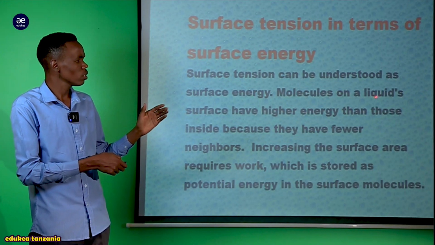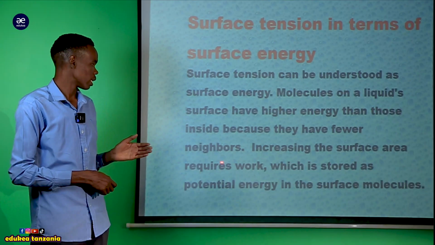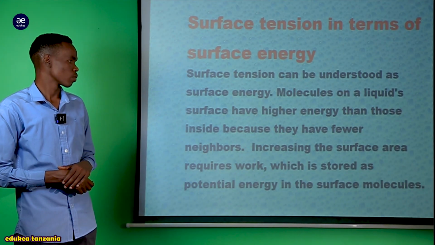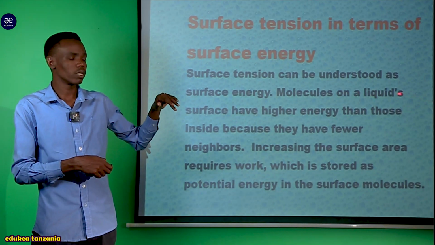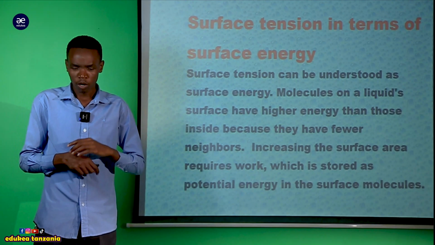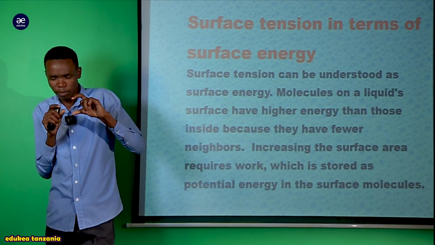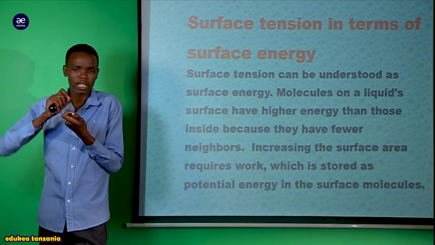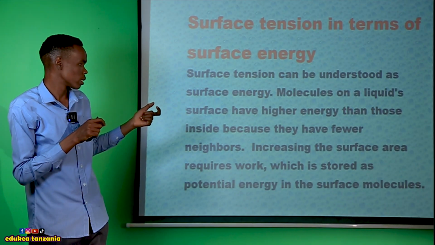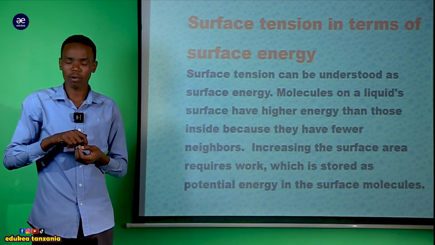So molecules on a liquid surface have a higher energy than those inside because they have fewer neighbors. The molecules on a liquid surface have a higher energy. My dear student, as we have seen, the molecules found inside the liquid have a higher energy compared with the surface, because of their neighbors.